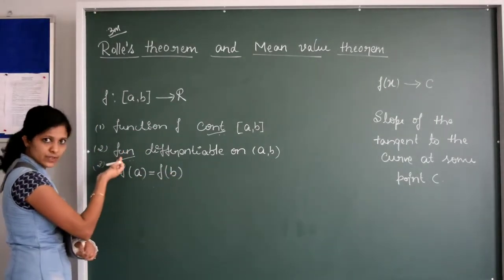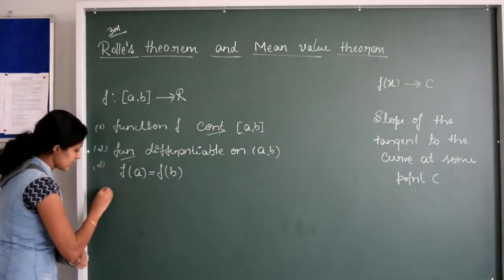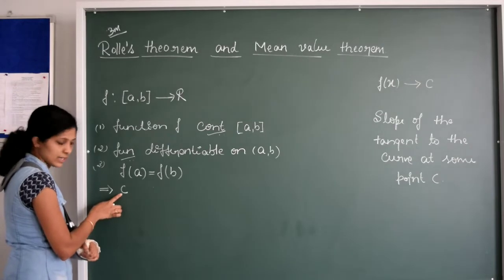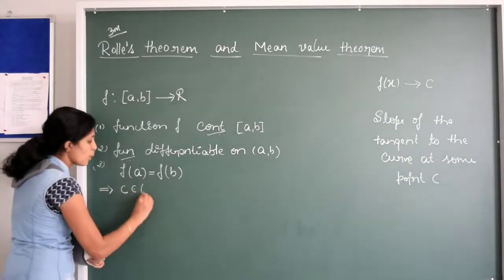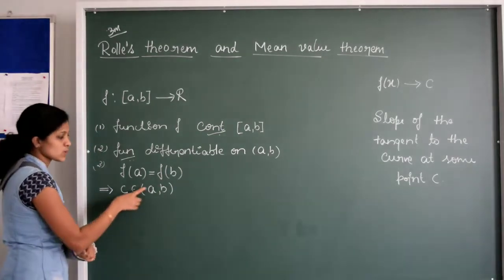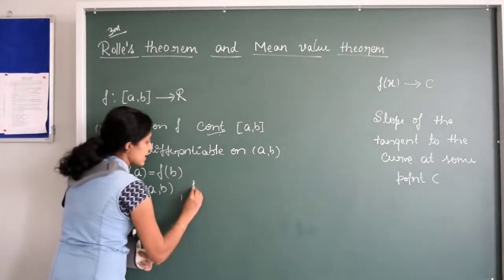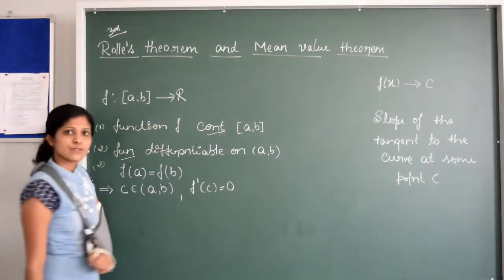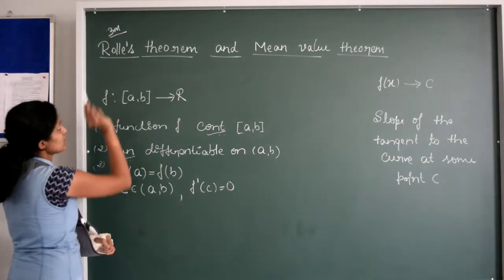If these 3 conditions are satisfied, then there exists some c. Here c is one value, a real number. C belongs to open interval a comma b. Is it clear? There is some c belonging to open interval a comma b such that f dash of c will be equal to 0. F dash of c is equal to 0. So this is the statement of Rolle's theorem.